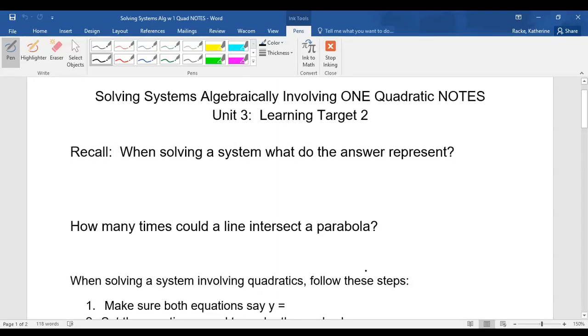Alright guys, today we're going to start with solving systems algebraically involving one quadratic. This is Unit 3, Learning Target 2 that we're beginning. So I want you to first recall, when solving a system, what do answers represent? Answers represent the point of intersection between the two lines, and then the solution to all the equations.